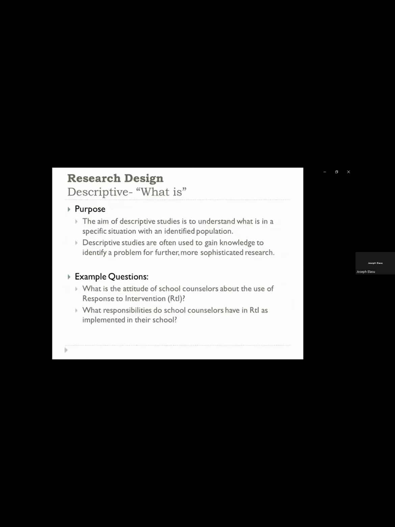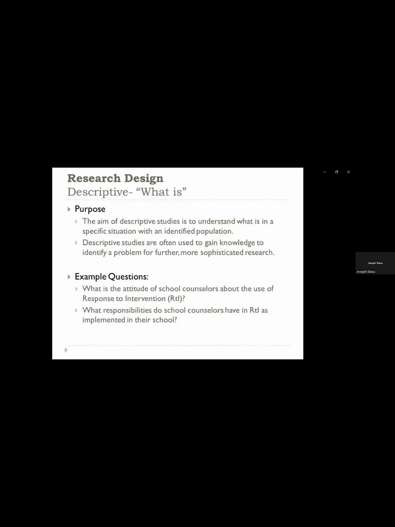And they're usually used to gain knowledge, to identify a problem or identify what is so that further research can be conducted. It's important to note here that oftentimes descriptive studies are not very rigorous in nature. So a lot of universities don't allow basic descriptive studies for things such as theses and dissertations. And that's the case at Liberty. We really don't allow them without special permission. But it is important that you know and understand what a descriptive study is.